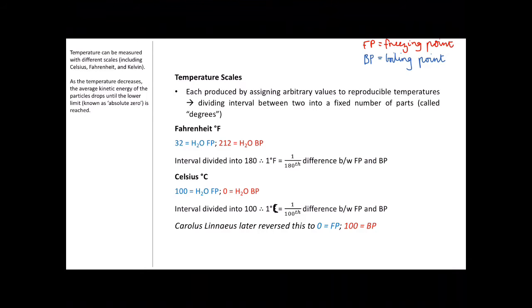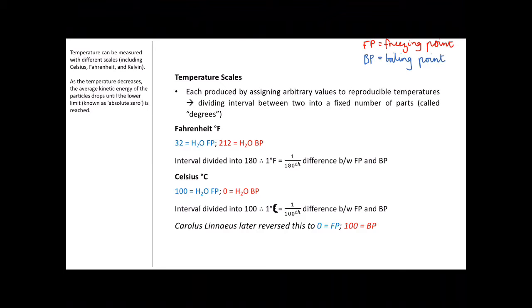So temperature scales were produced by assigning arbitrary values to reproducible temperatures, and then dividing the interval between those two temperatures into a fixed number of parts called degrees. The reproducible temperatures used were the freezing point and the boiling point of water. So these are easily reproducible, hence why they were used.